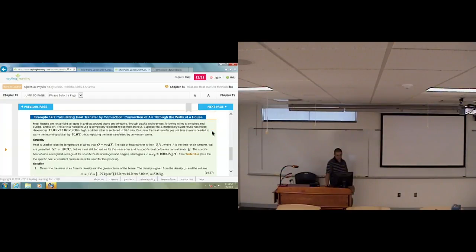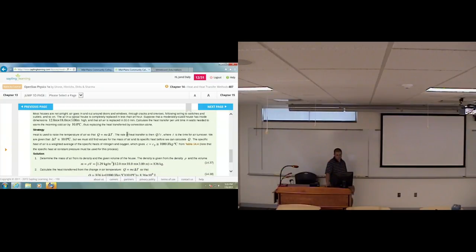The air in a typical house is completely replaced in less than an hour. So we're going to suppose a moderately sized house has these dimensions, and all the air is replaced in 30 minutes. We're going to calculate the heat transfer per unit time needed to warm the incoming cold air by 10 degrees Celsius. So in other words, we know how much air is moving in and out in volume, and we're going to calculate how much energy it takes to heat up that much air.